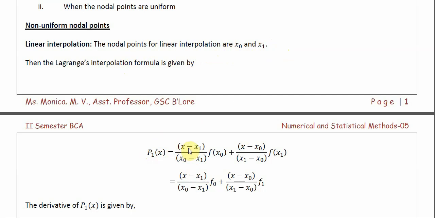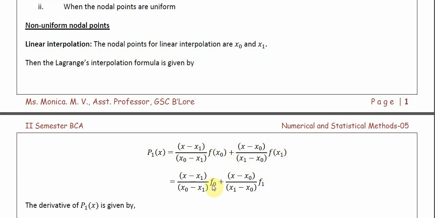This gives me x minus x1 divided by x0 minus x1, into f of x0, because for the x0 term, the factor x minus x0 is not there, only x minus x1 will come. Plus, for the x1 term, the x minus x1 factor won't be there, only x minus x0 will be there, divided by x1 minus x0, into f of x1.